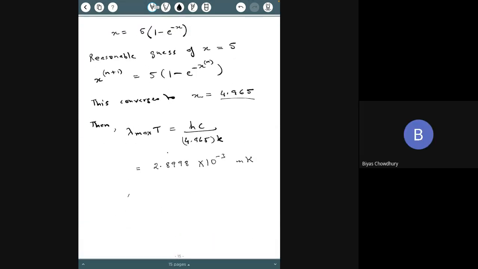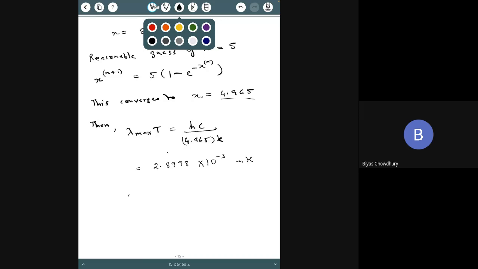Ma'am, I did not understand that step, that this converges to x equal to 4.965. How did we get that? If you actually do the procedure, so I didn't do the procedure, I just gave you the answer. If you do the procedure, I need a calculator and it will take some time to do this now. Okay, ma'am. Sorry.